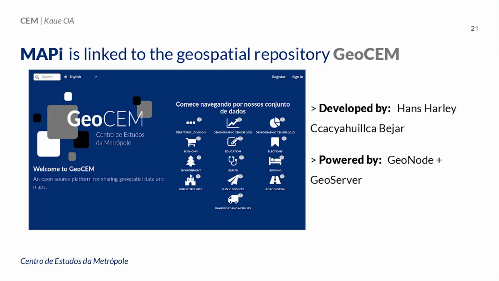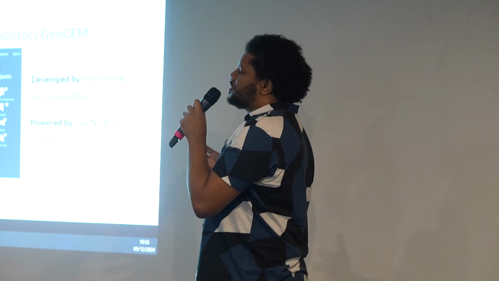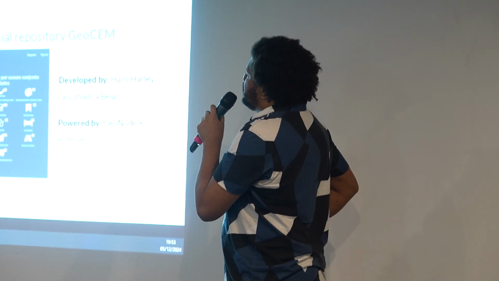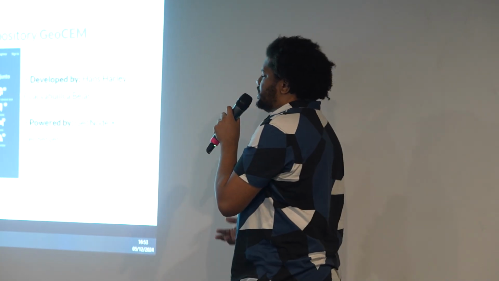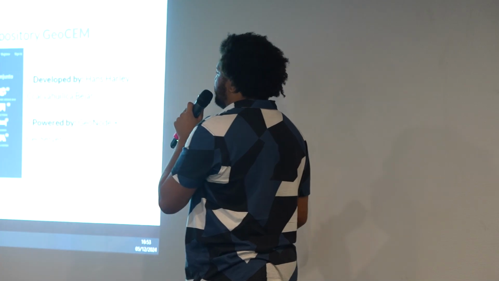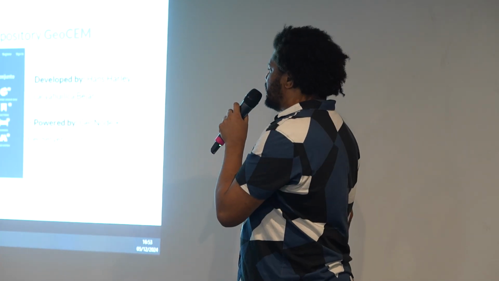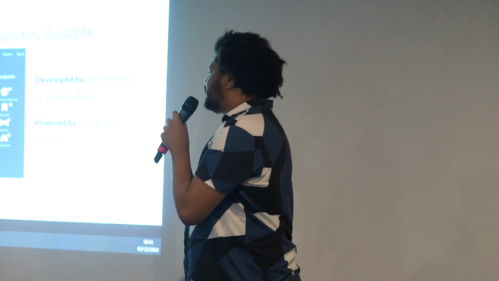So to get MAPi up, as I said, it depends on open geospatial software. First, we use a geospatial repository called GeoSen. It's not public yet, despite us using it, but it's linked and it's the main source of the data layers. Actually, it's the only source, besides OpenStreetMap, which we use as the base map. It was developed by my colleague Hans, and it's powered by GeoNode and GeoServer.